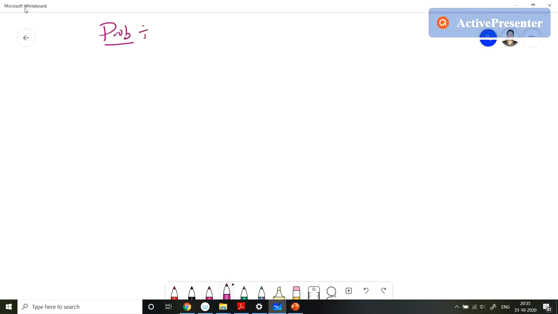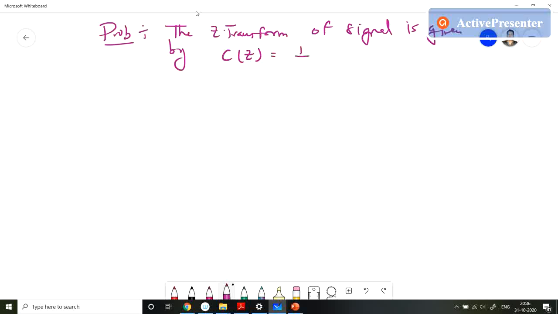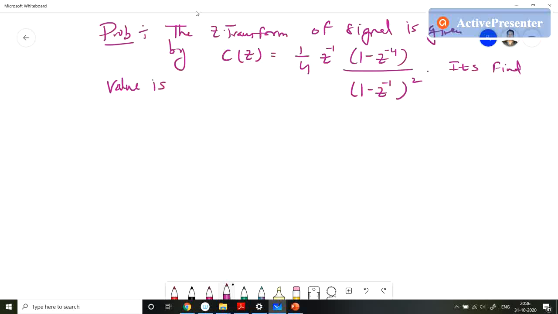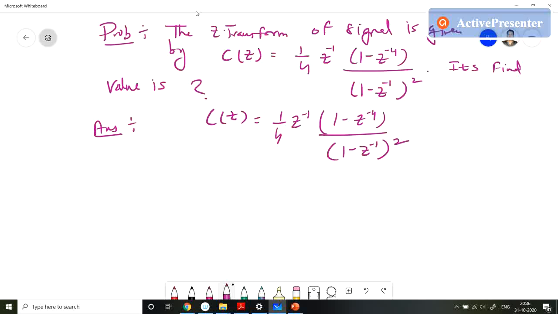The problem is: the Z transform of a signal is given by C(z) equals 1 divided by 4 z raised to the power minus 1, times 1 minus z raised to the power minus 4, divided by 1 minus z raised to the power minus 1 whole square. We need to find the final value of this signal.